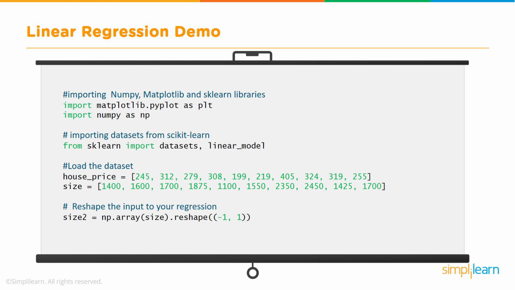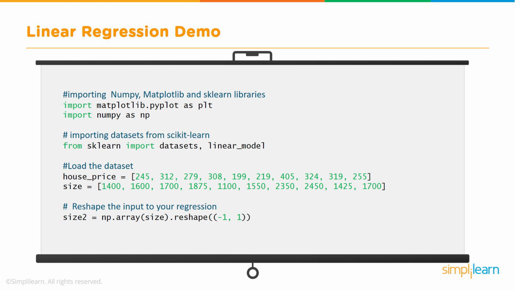And they correspond with each other. So the first house price is 245, and that corresponds with the size of a house of about 1400 square feet. And each one of those is 10 items long. And that's very important because this is like an XY plot. So we want to make sure that we have an X for every Y.